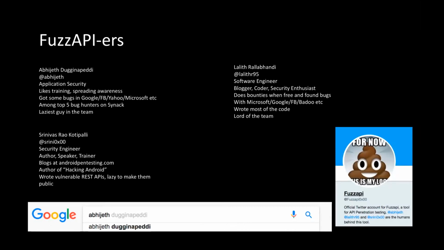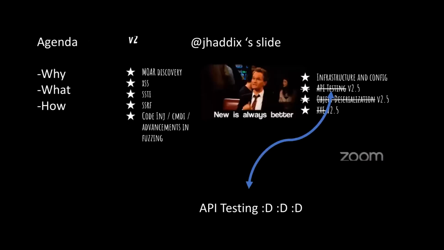And my team members, Lalit and Srini. Lalit is our code developer. He's the Lord of Fuzzapi. Most of the code written for Fuzzapi has been written by Lalit. I'll talk more about why we chose Ruby on Rails to write Fuzzapi and how Fuzzapi basically works. And that's our Twitter handle. Looks like we need some love. Happy to listen to you.